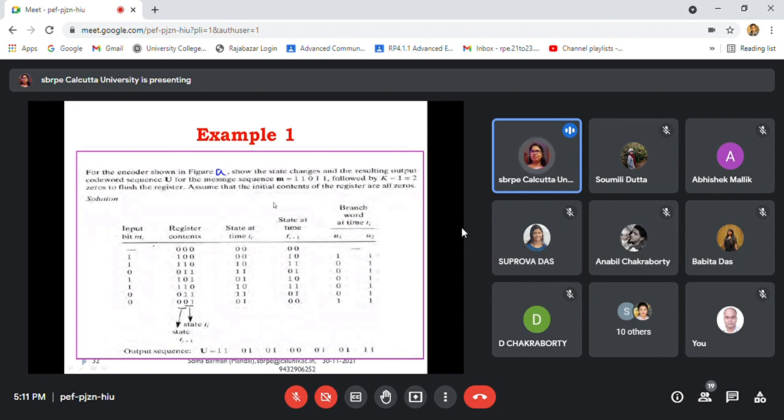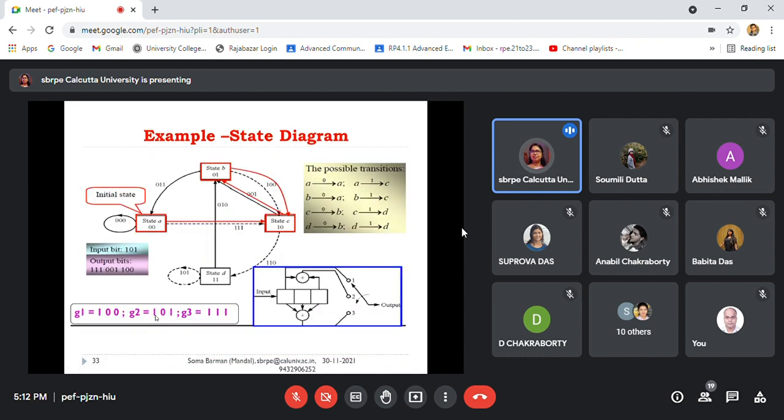So this is one example. It shows how the state is changing and how the output bit is calculated. You have to calculate the output, your code sequence or encoder output. Only the information given here, plus the extra information, that is the 2 extra flushing bits, should also be included to consider the encoder output. Same thing I have mentioned in the figure.